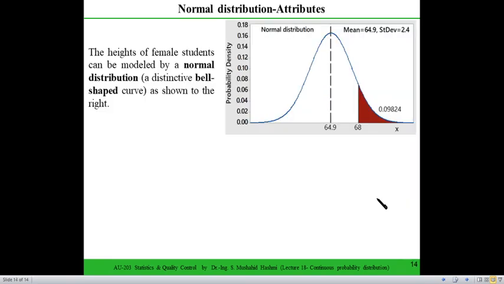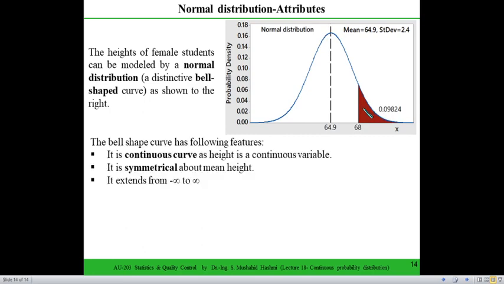For this particular distribution curve, for example, if I have to ask about greater than 68 inches, this would be the area under the curve, which represents only 9.824%. That is the probability that if you pick any female student out of that population, you are going to get a height greater than 68 inches. So this is a typical bell-shaped curve, and we call that curve a normal distribution curve.